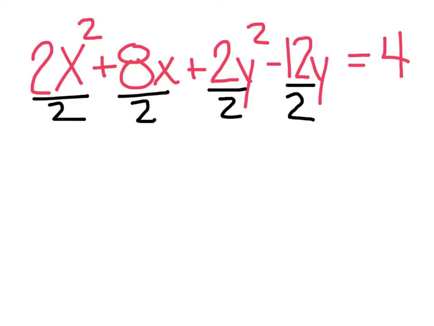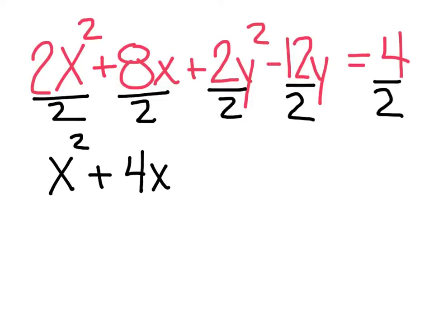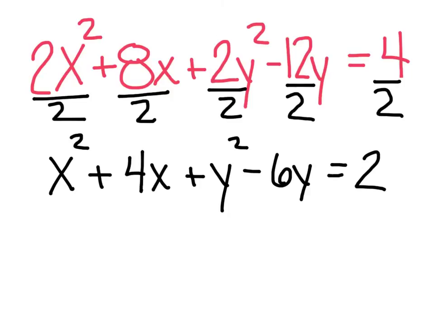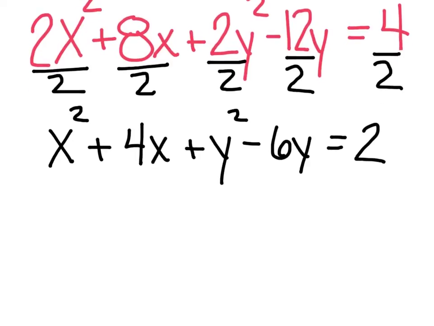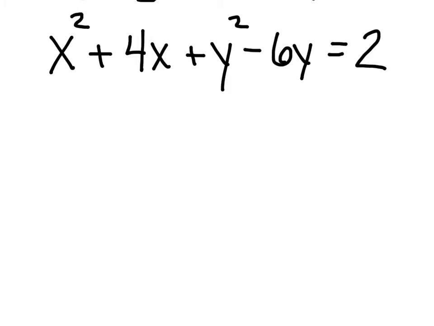So this is the same problem with circles. So I get x squared plus 4x plus y squared minus 6y equals 2. All right, and we've done this part before. This is the old stuff. The only new stuff was dividing. And now we're going to complete the square. So we'll complete the square for the x's. We'll complete the square for the y's.